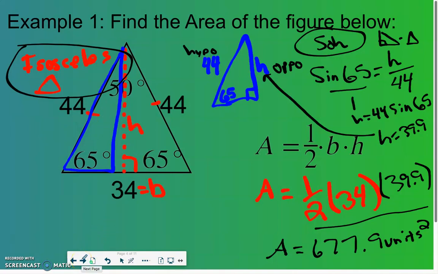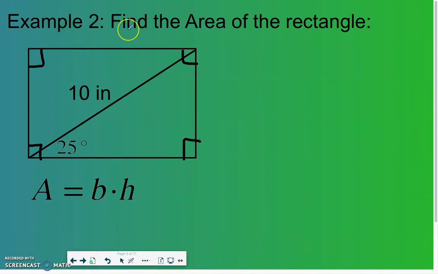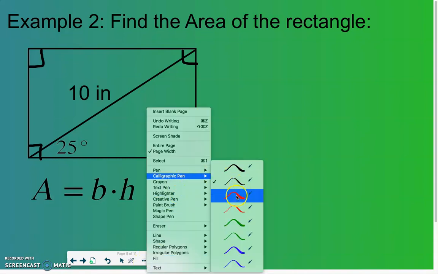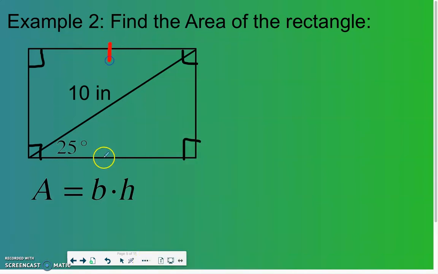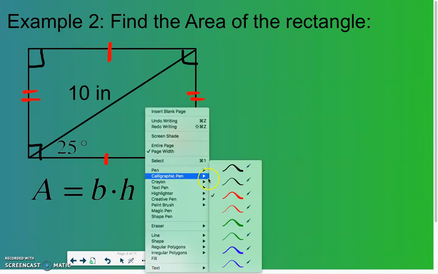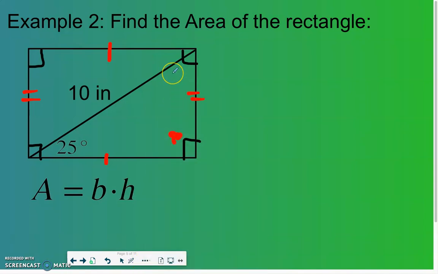So let's look at the next example. Example 2. Now I'm giving you: find the area of the rectangle. Just a little refresher, we know that rectangles have opposite sides that are equal, and it has four 90-degree angles. So we know that this is 90, this is 25, and that makes this one 65 degrees. So 65, 25, 90.